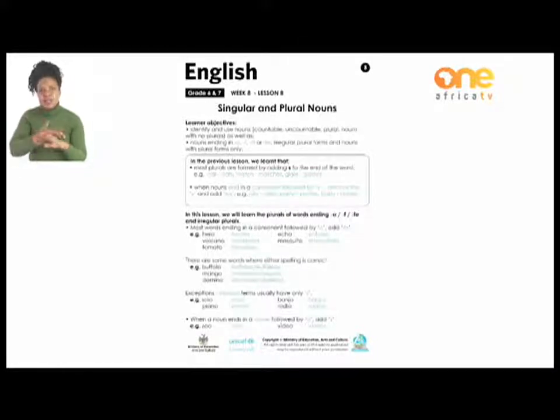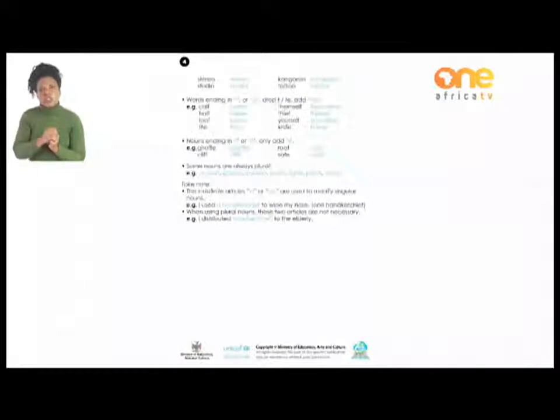Stereo, stereos; kangaroo, kangaroos; studio, studios; tattoo, tattoos. Then we have words ending in F or FE. We drop the F or FE and we add VES.